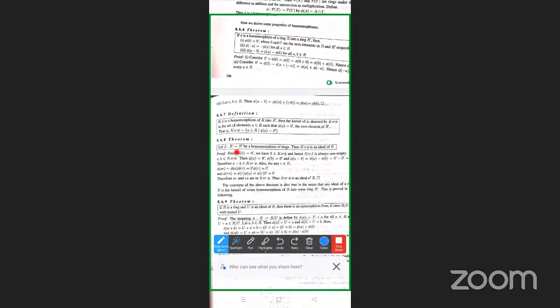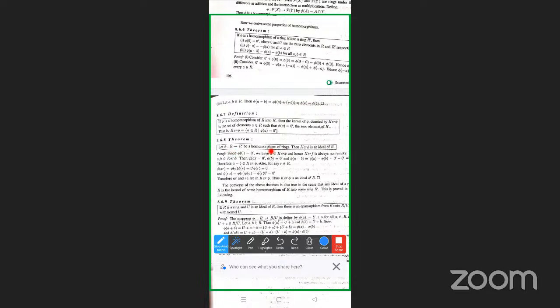Let pi from R to R dash be a homomorphism of rings, then kernel pi is an ideal of R. So we have to show that kernel pi is an ideal of R. Before that, let pi be a function from R to R dash, so your domain and codomain are different, be a homomorphism of rings. So pi satisfies the homomorphism conditions.